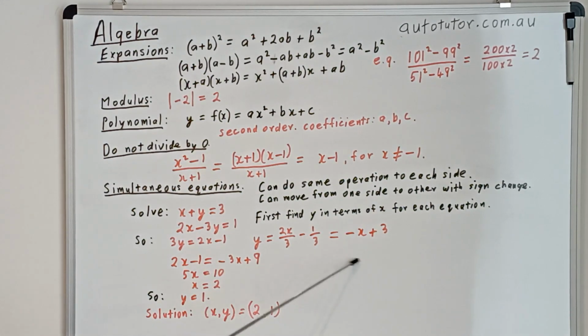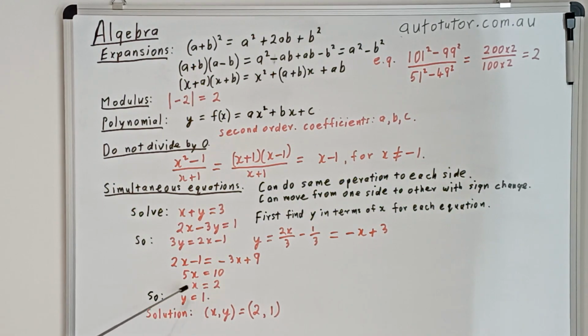So now, just looking at the second part here with just x in it, as we've eliminated the y, we can multiply by 3 to get 2x minus 1 equals minus 3x plus 9. Then moving the minus 3x to the other side, changing the sign, gives 5x. The minus 1 goes to the other side, changing sign, gives a 1. Adding to the 9 gives 10. So 5x equals 10, x equals 2.